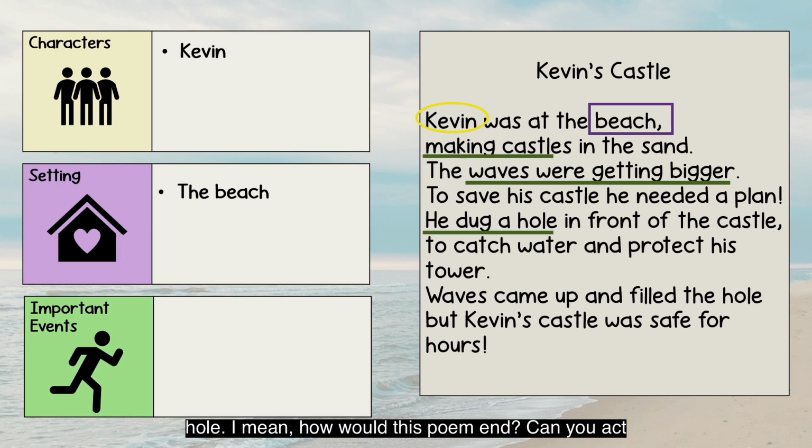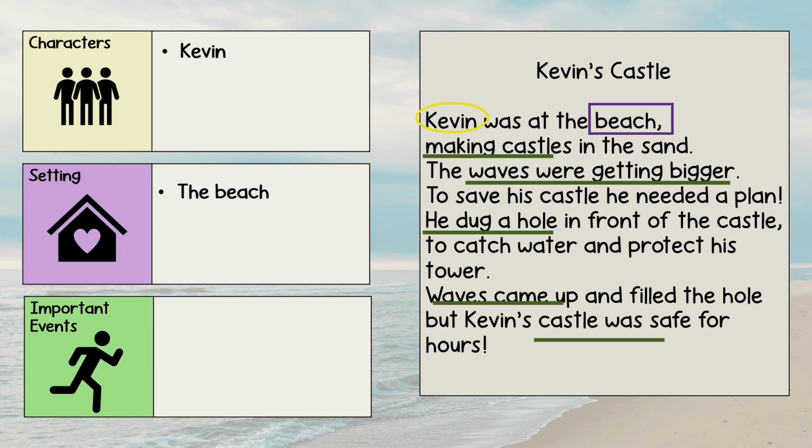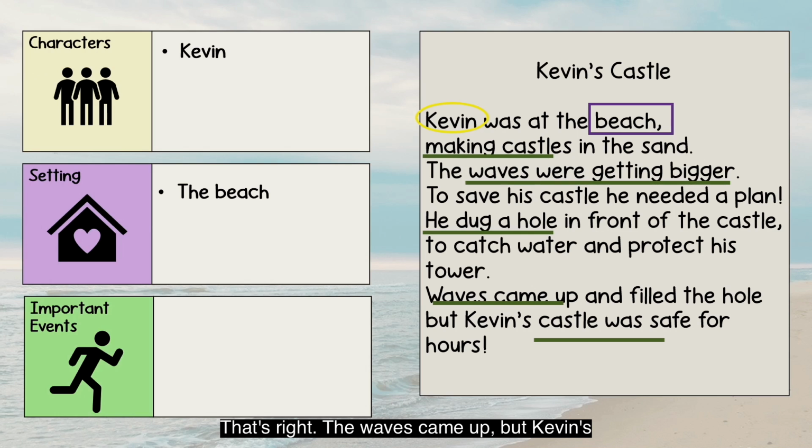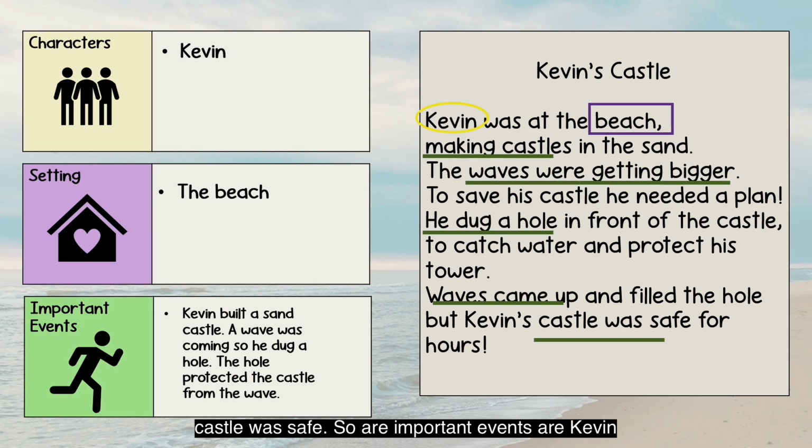How did this poem end? Can you act it out with your body? That's right. The waves came up, but Kevin's castle was safe. So our important events are: Kevin built a sandcastle. A wave was coming, so he dug a hole. The hole protected the castle from the wave.